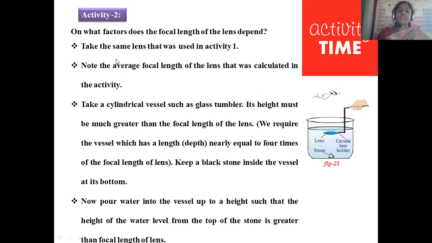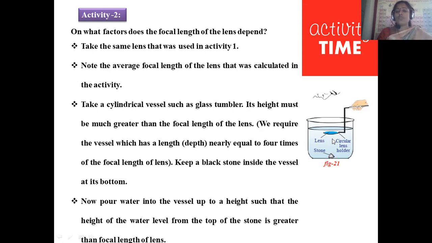And next we are going to perform activity number 2. What activity are we going to perform? So this is the container we are taking, and on what factors does the focal length of the lens depend? In order to find the factors which correspond to the focal length, we are going to do this experiment. Take the same lens that we observed with activity number 1. So here again the same lens is used in activity number 2 also. Note the average focal length of the lens that we calculated in the activity.